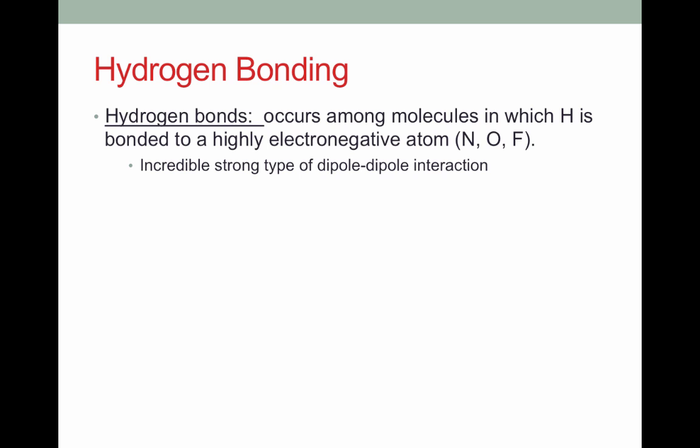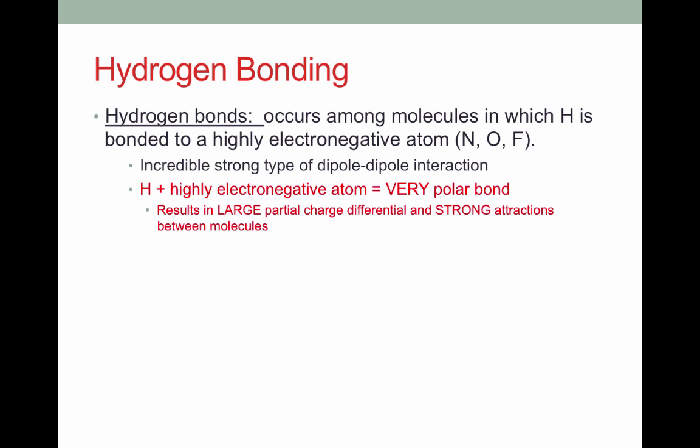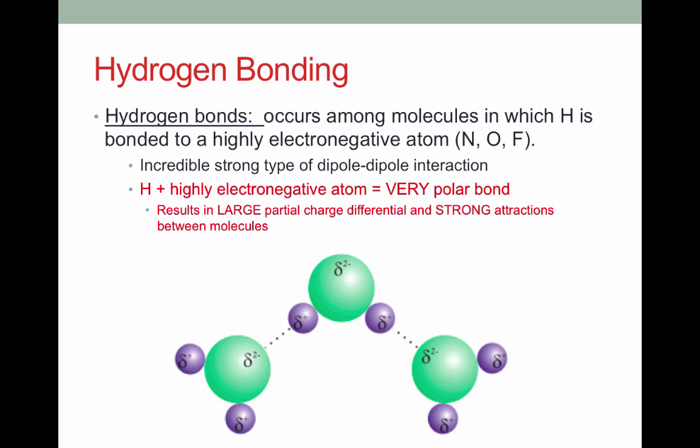This is an incredibly strong type of dipole-dipole interaction. The hydrogen bonded to the highly electronegative atom, N, O, or F, results in a very polar bond, which results in a very large partial charge differential. So the end with the N, the O, and the F of the bond will be very negative as compared to the hydrogen end, which will be comparatively very positive. This results in a very strong attraction between molecules.